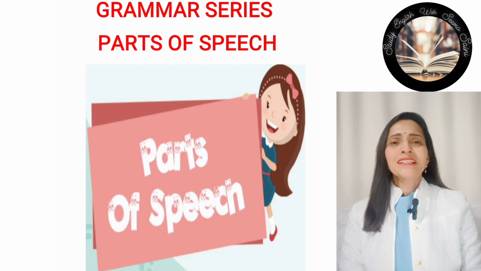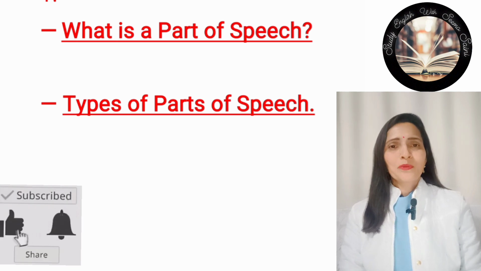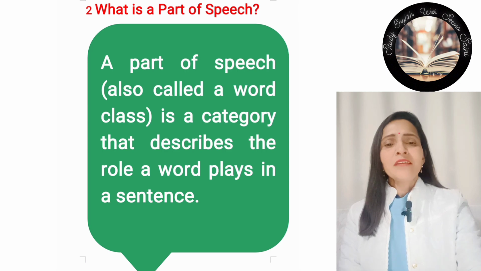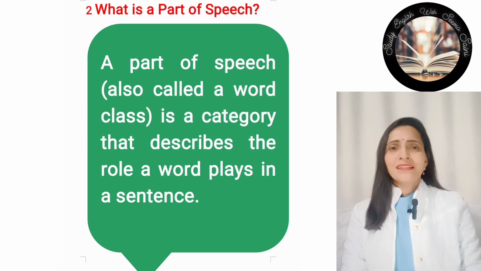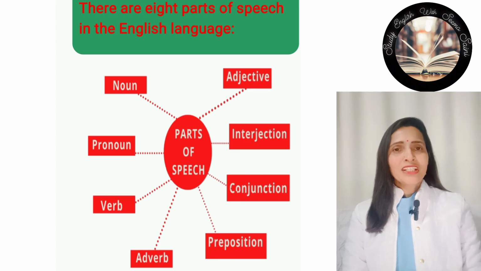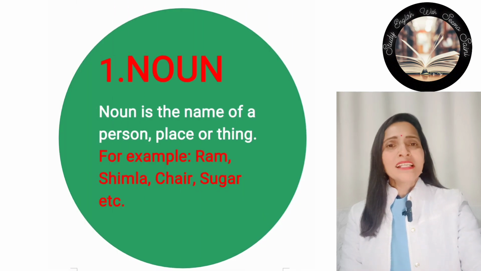So students, today we will discuss a new topic from the grammar series, that is parts of speech. Let's start. First of all, we'll discuss what parts of speech are, and then the types of parts of speech. A part of speech is a category that describes the role a word plays in a sentence. There are 8 parts of speech in the English language: noun, pronoun, verb, adverb, adjective, interjection, conjunction, and preposition. Let's discuss them one by one.